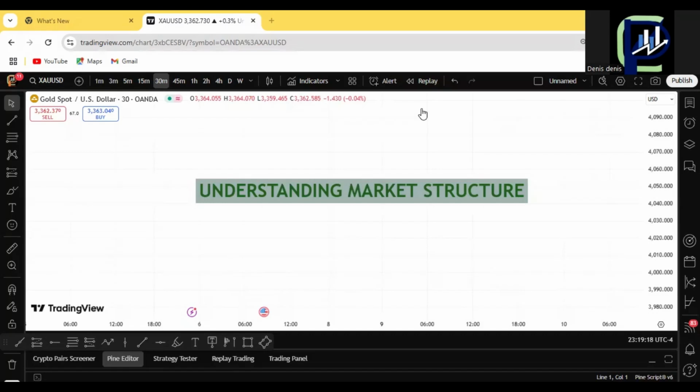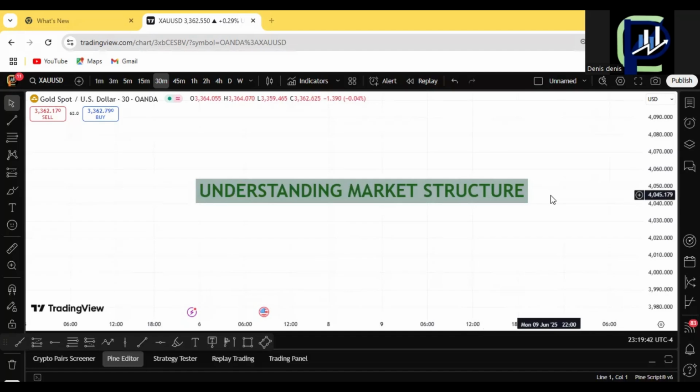So let's have an understanding of market structure. So what is market structure? Market structure is exactly how the market is going to be moving while making potential points and turning points in the market. Now, understanding this market structure is very, very important for you as a trader because it helps you to understand in which trend the market is in.